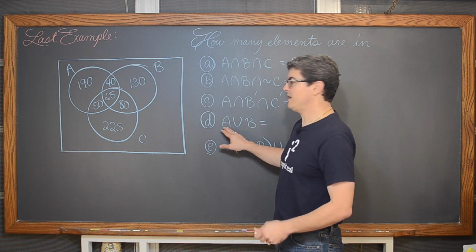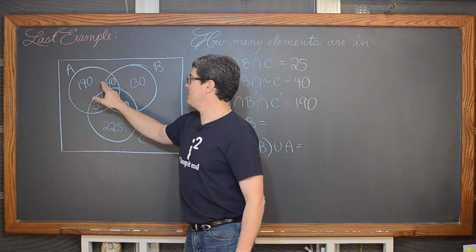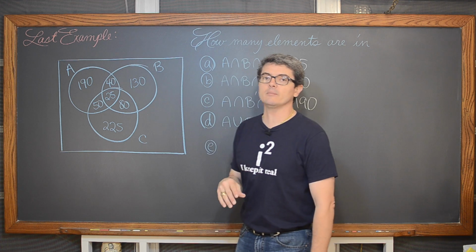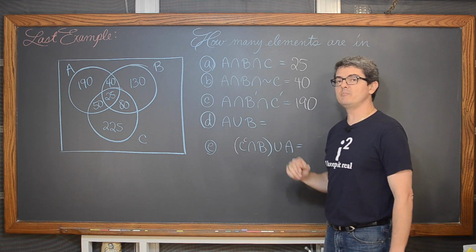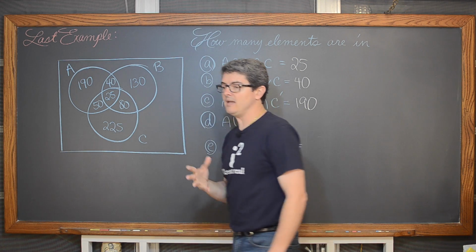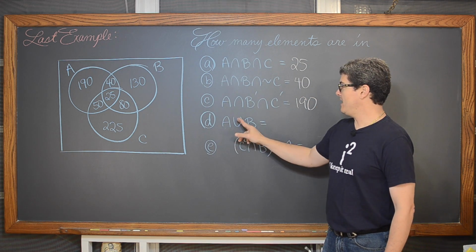You know, how many elements are in A? We've got 190, 40, 25, and 50. So whatever that adds up to, that's the number of elements that are in set A. How many are in B? Well, B is 130, 40, 25, and 80. How many elements are in A or B?